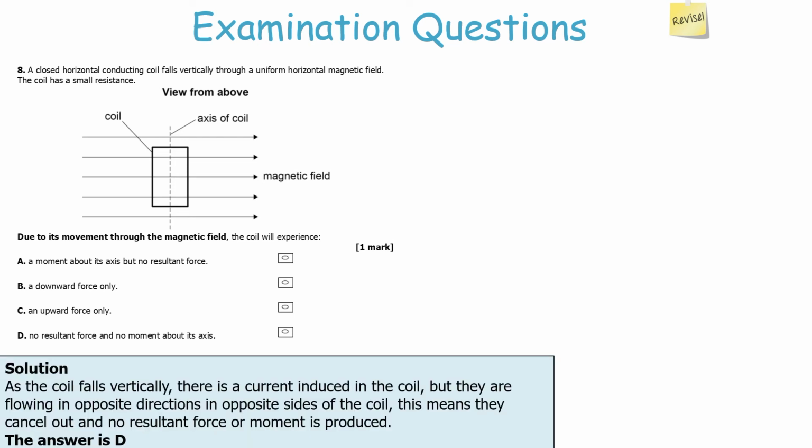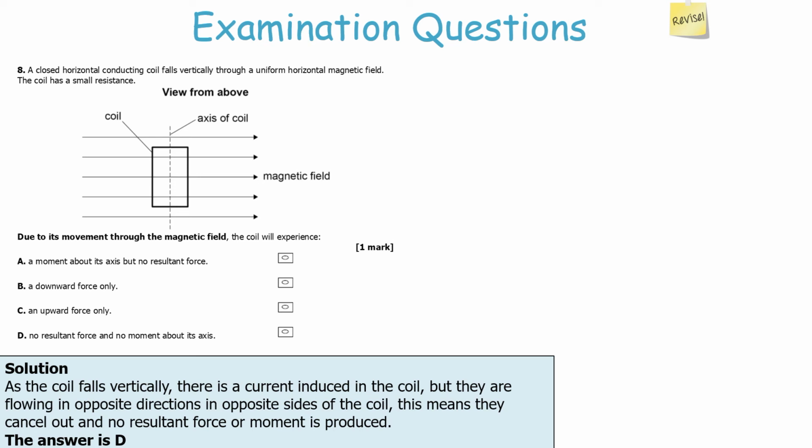Well, as the coil falls vertically, there's going to be a current induced in the coil because the coil is experiencing a change in magnetic flux linkage as it falls through that magnetic field. But it's going to be flowing in opposite directions on opposite sides of the coil, because as it's falling down, it's going to be cutting in a different way, so they'll be producing currents in opposite directions.